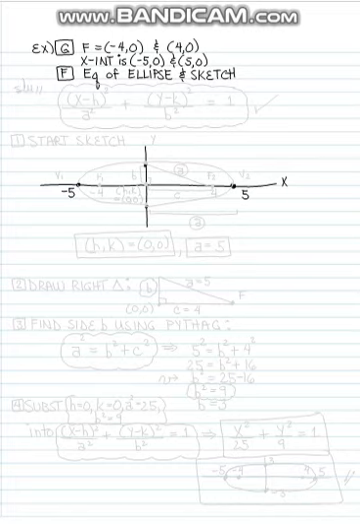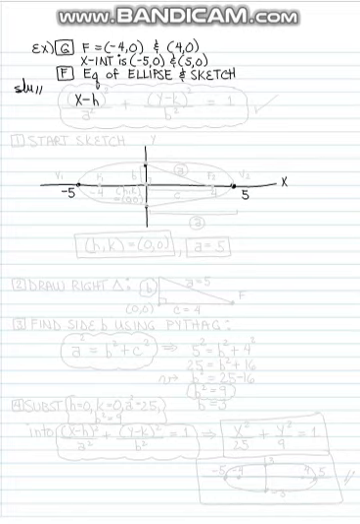We're given the location of the foci, (-4, 0) and (4, 0), and the location of the two x-intercepts, (-5, 0) and (5, 0). We're asked to find the equation of the ellipse and a sketch. To do that, we're going to start by writing the standard equation for an ellipse.